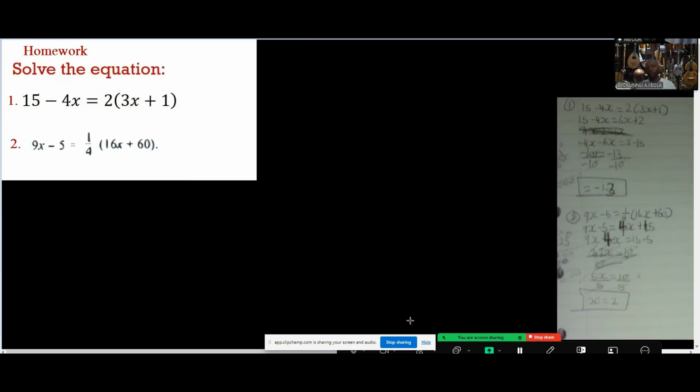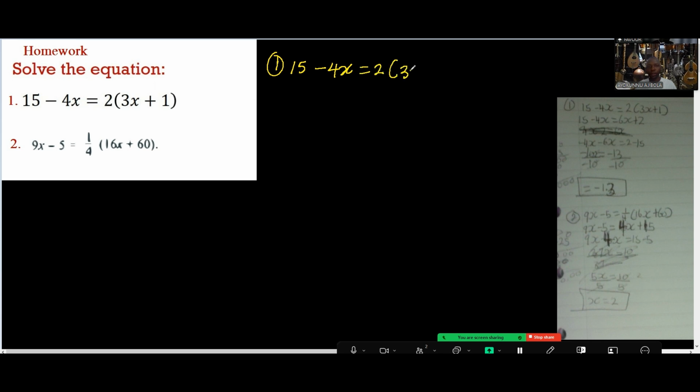So what we have here is a question to solve a simple equation, and this is your answer. So let's look at it together. Number one says 15 minus 4x equals 2 into 3x plus 1.